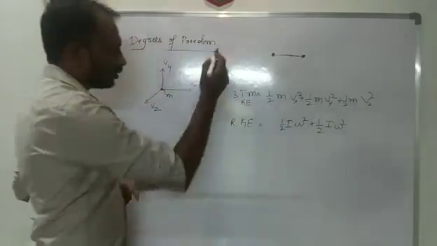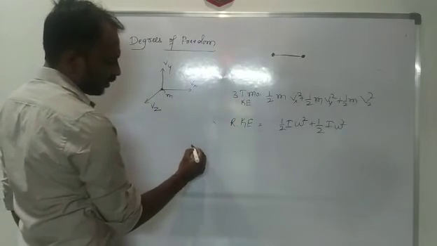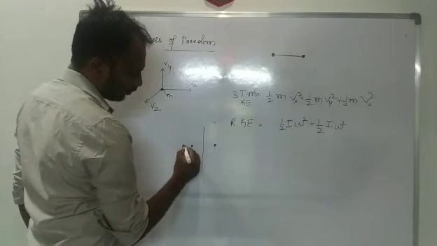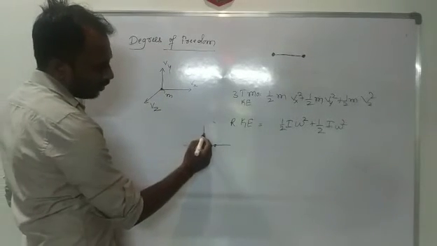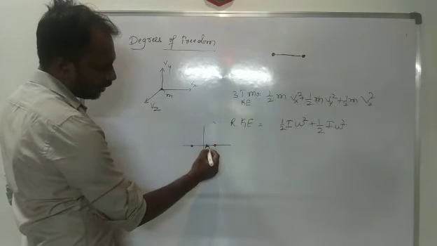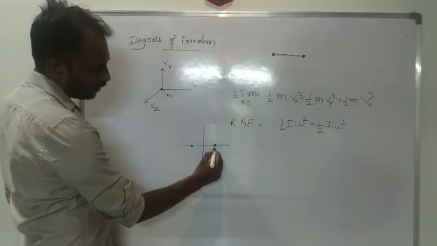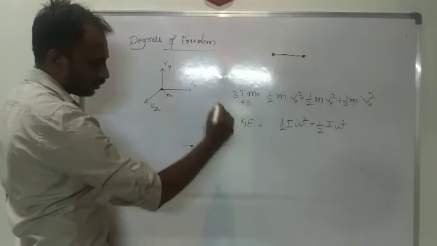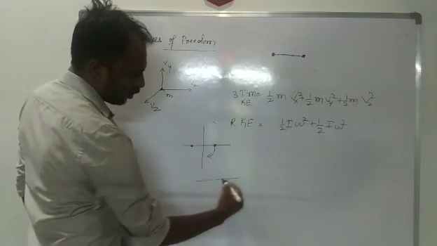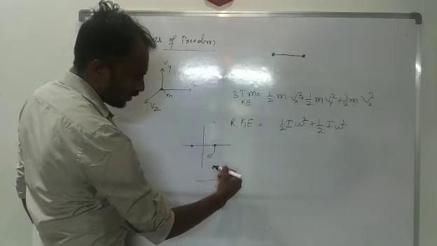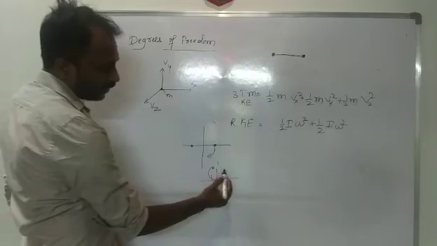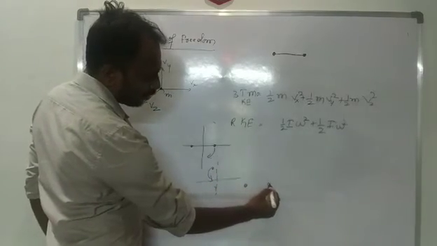Why? Because for the first rotation, suppose about the z axis, we consider rotation like that. Another one we consider is rotation like that, about the x axis. So this molecule starts rotating like that. And another one, this molecule starts rotating like that.